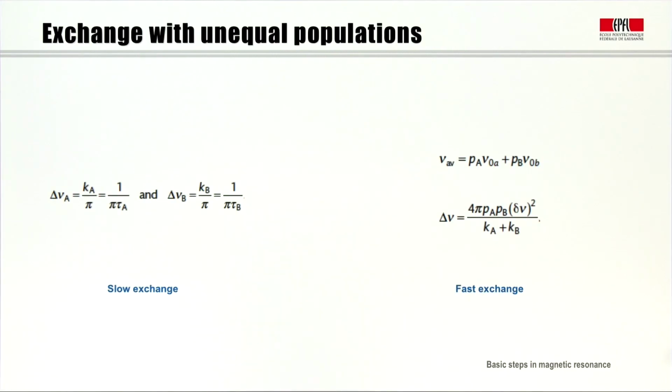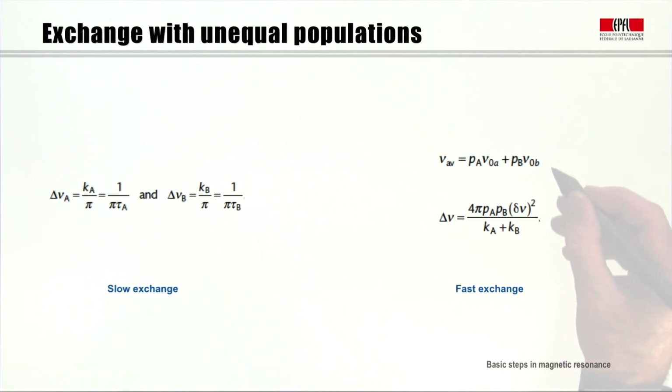Now, if the populations are unequal as opposed to the equal case we treated before, then, as I said, there are two different line broadening effects. The line width of site A becomes inversely proportional to the lifetime of A, and the line width of site B is inversely proportional to the lifetime of site B. If site B is dominant, then its lifetime will be longer, and therefore its line width smaller. If this is a minor conformer, then tau A will be short, and therefore its width larger.